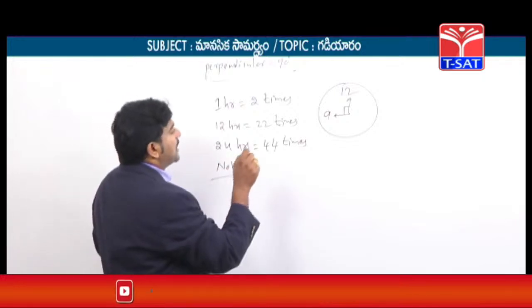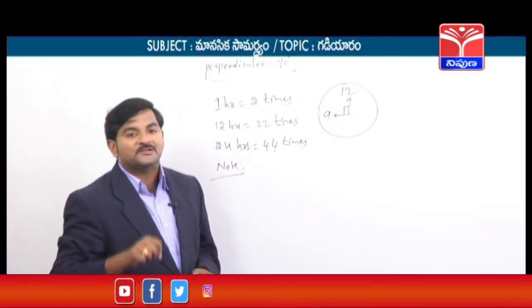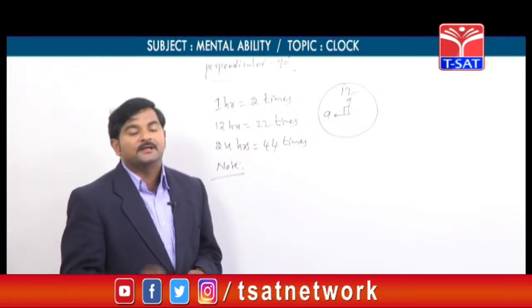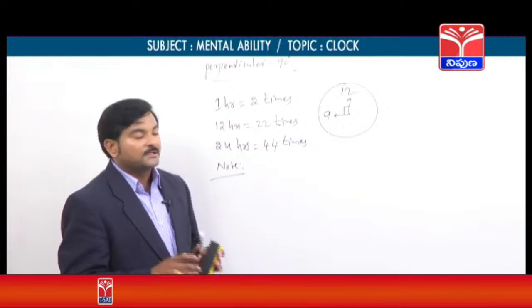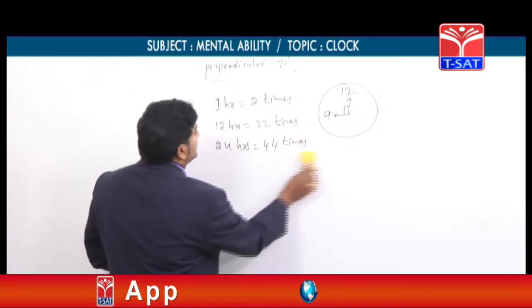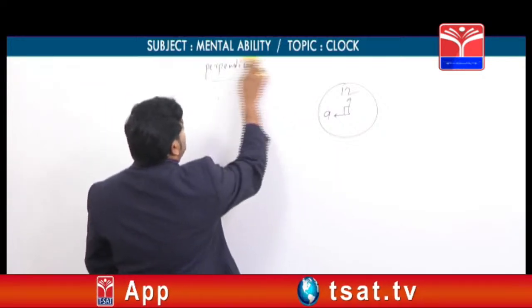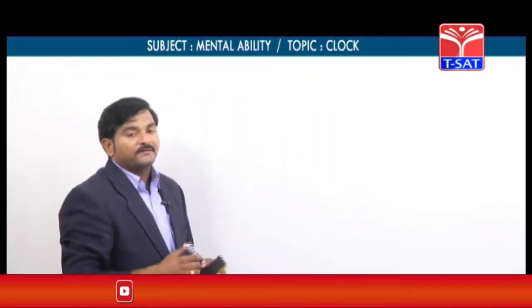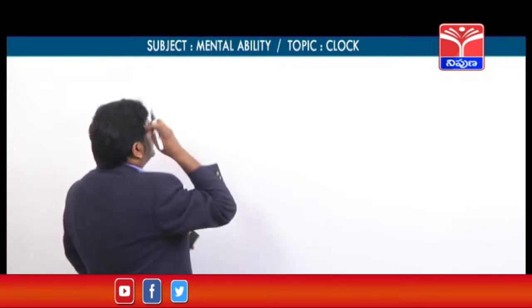When two hands are opposite to each other, they are 30 minute spaces apart. When two hands are perpendicular to each other, they are only 15 minute spaces apart. These are the conditions. Now in the clocks topic, we come across one formula. By using that formula, we can find out the various problems.